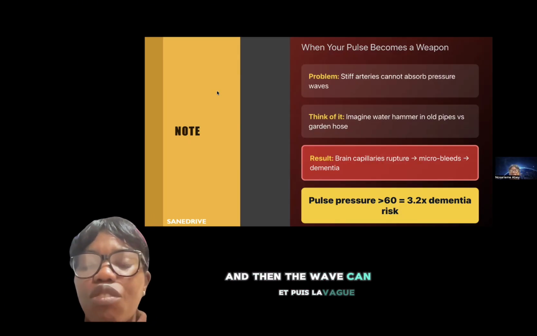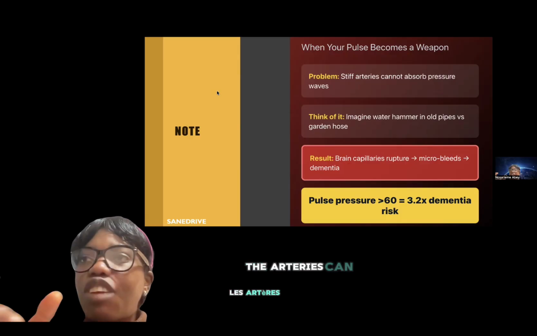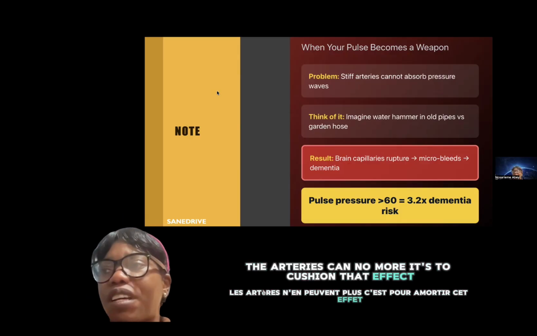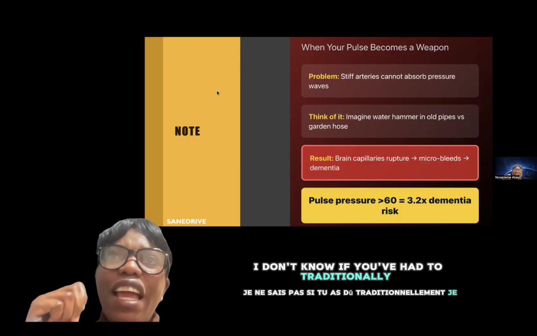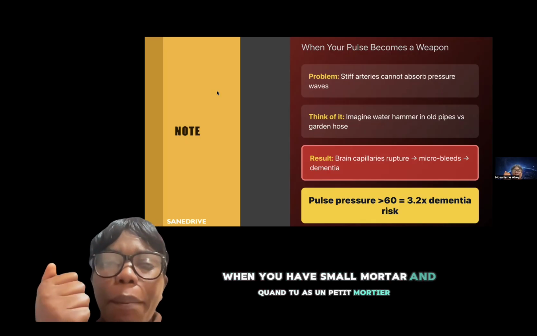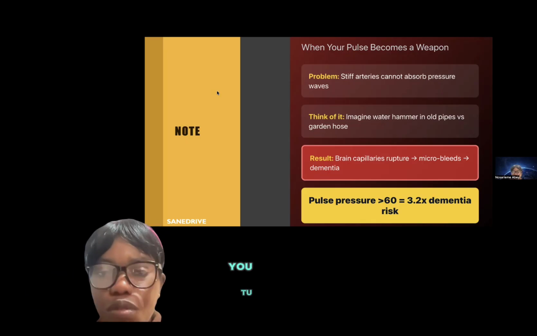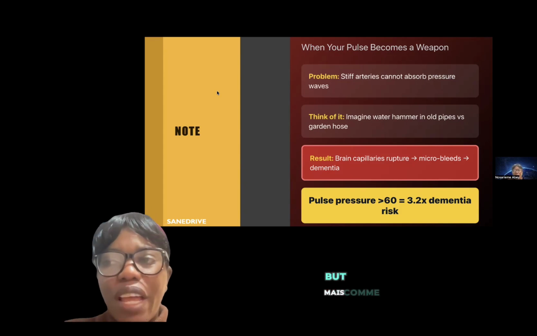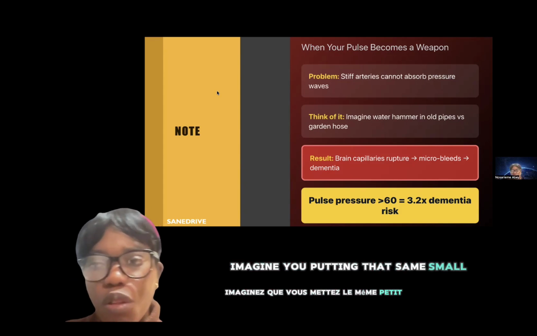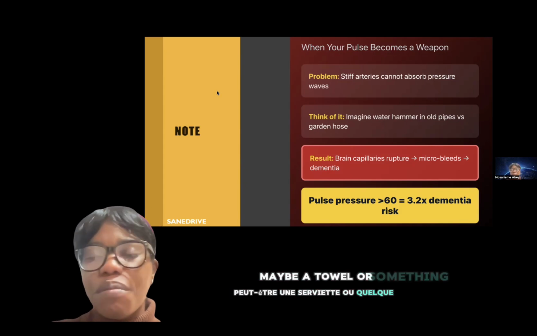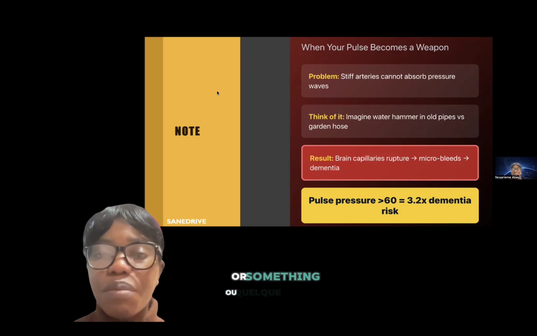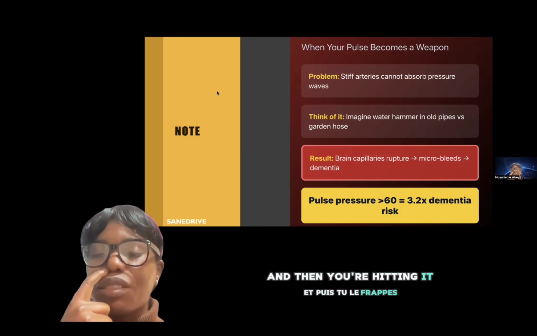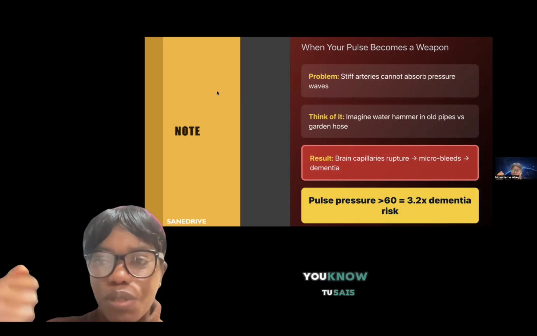And then the wave can no more, the arteries can no more cushion that effect. Traditionally, when you have a small mortar and pestle and you are pounding something, sometimes we put cloth under it to cushion it, and you see that the sound is lower. But imagine putting that same small mortar and pestle on a towel without that cushioning cloth that we use to pad it, and then you are hitting it, the sound will be so much, and even the effect.